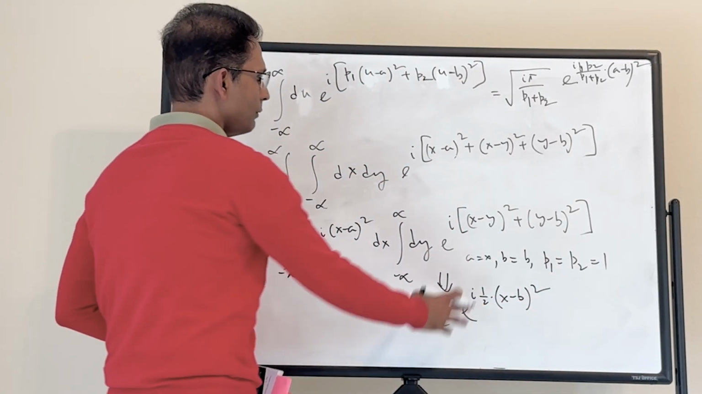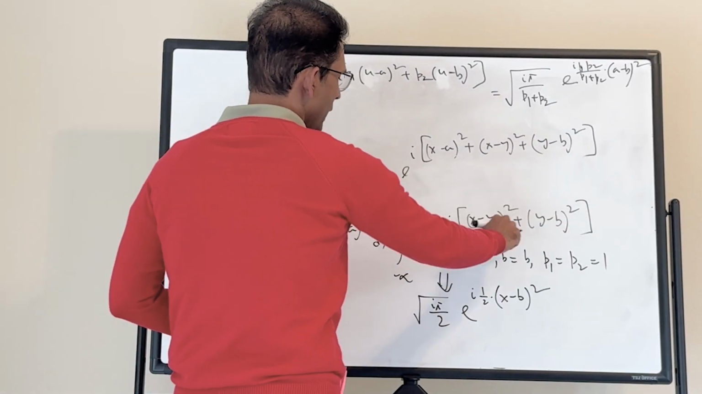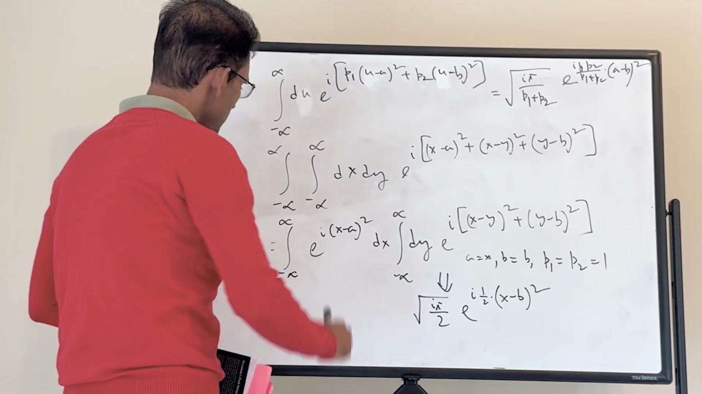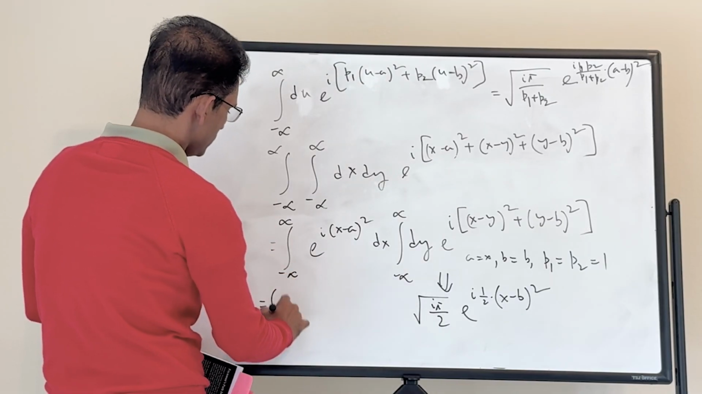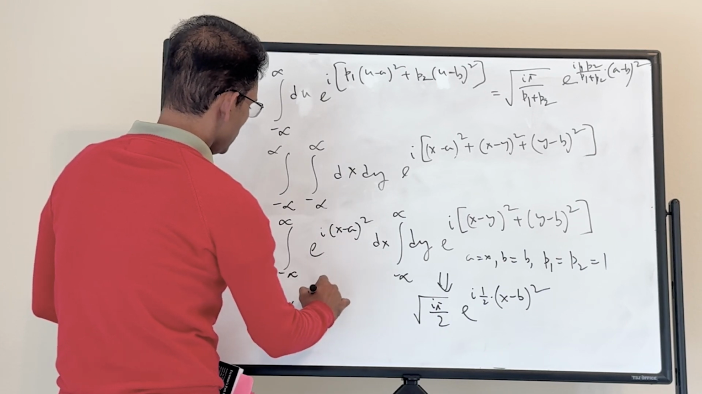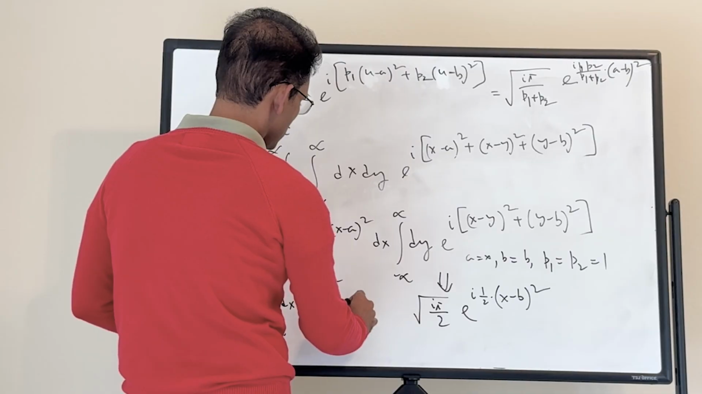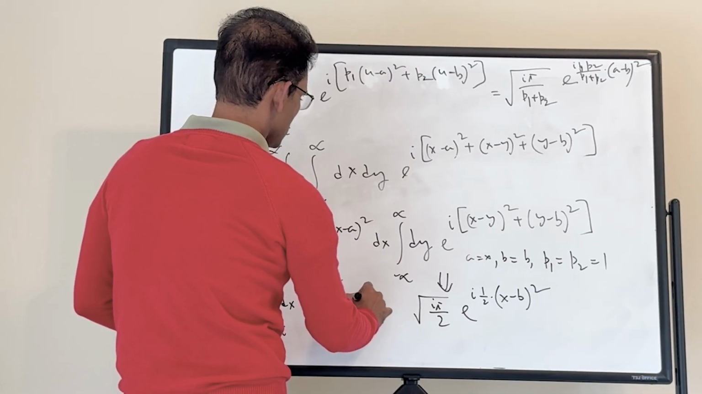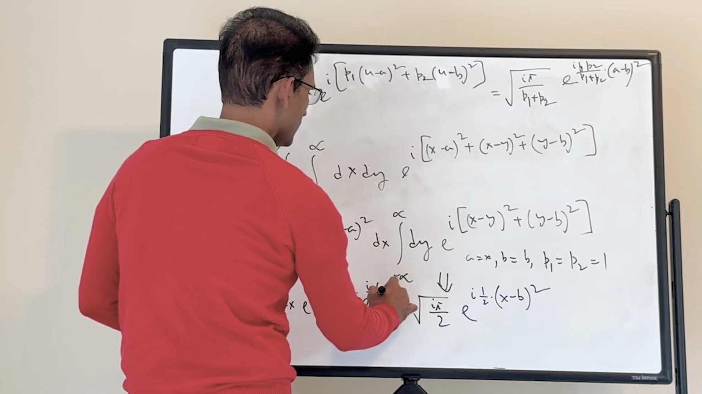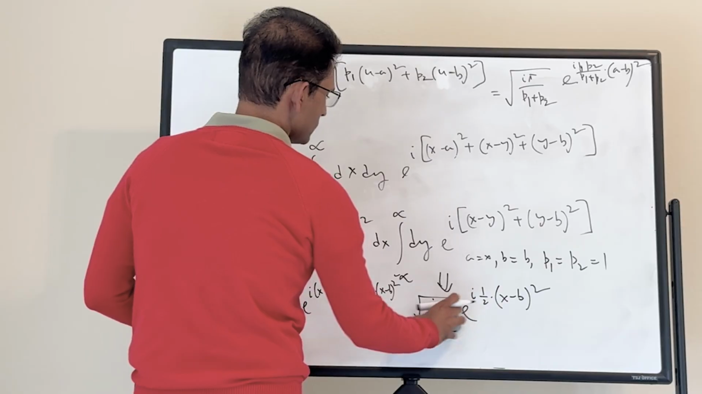All right, so you see this is a function of x, right? So now, you have integrated out y, okay? You have this expression, but you still have to do the x integral, right? So let me just write down the x integral here. So you have minus infinity to plus infinity dx, and then you have e to the I x minus a squared, and then this expression, right? Which is this times e to the power I over 2 x minus b squared. All right, let me erase this part.